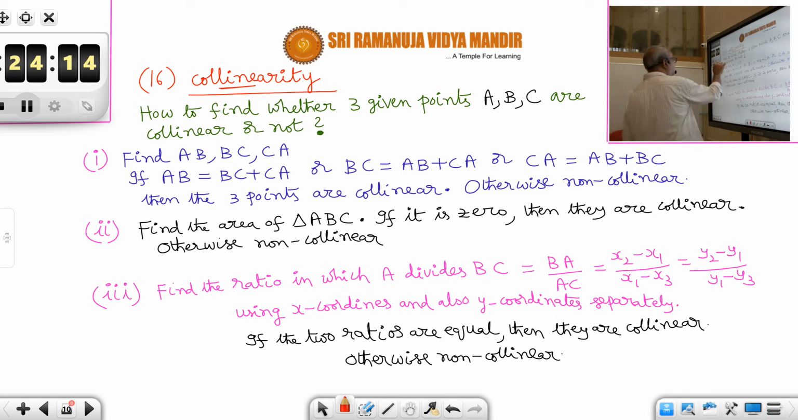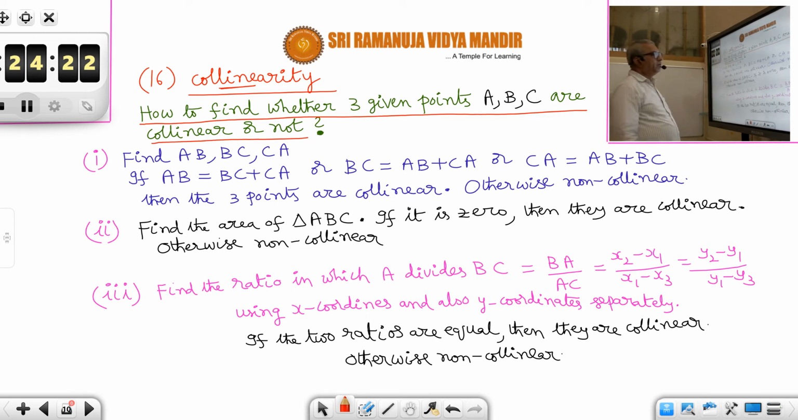So here the question is, how to find whether 3 given points A, B, C are collinear or not? The 3 points have coordinates: A is (x1, y1), B is (x2, y2), C is (x3, y3). The question is to find whether they are on a straight line or forming the vertices of a triangle. So there are 3 different methods.